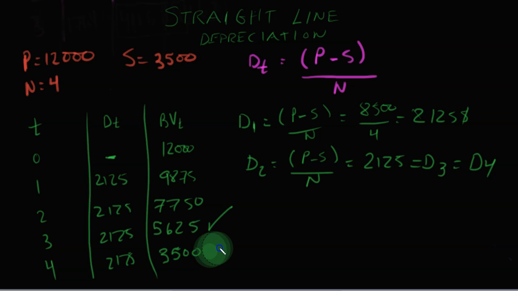Notice that at year 4, the book value is that of the salvage value. And that's normal because the problem states that we can sell the item at year 4 for a salvage value of $3,500. That's how you know that you did it correctly: you end up with the salvage value at the last year.